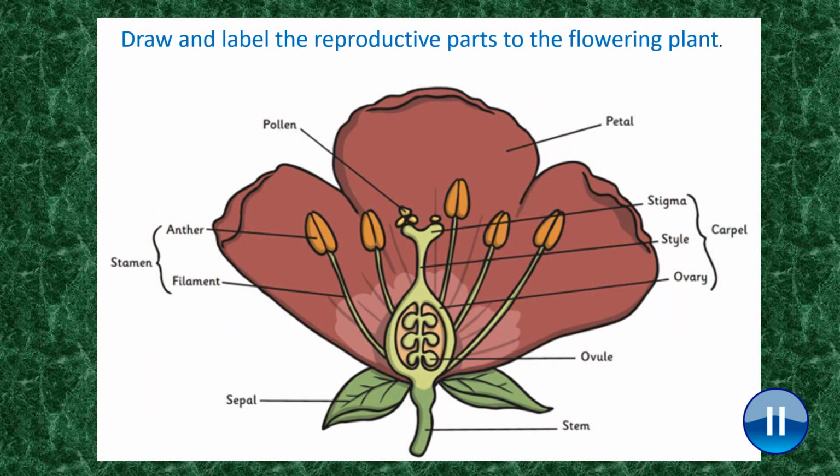First of all, I want you to draw and label the reproductive parts of the flowering plant. So basically, just copy this plant and take note of where each of the parts are on the plant, so that you understand each part of the plant and what happens at each stage when reproduction takes place in that plant. So pause the video, give yourself time to copy it out and understand the diagram about where each part is.